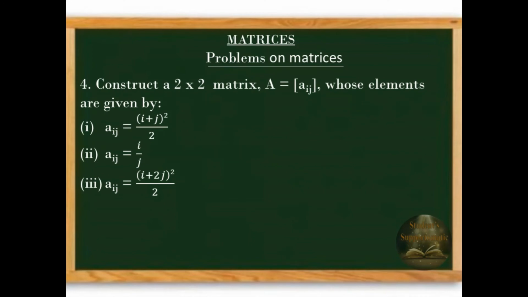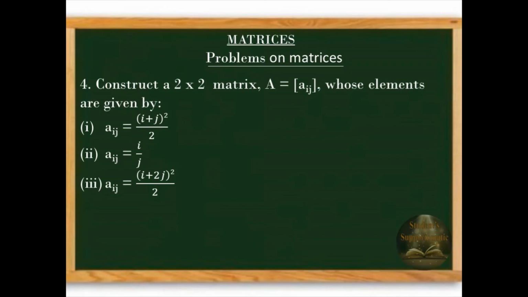Now next problem. Construct a 2 cross 2 matrix A equal to [aij], whose elements are given by: first, aij equals (i plus j) whole square by 2; second, aij equals i by j; and third, aij equals (i plus 2j) whole square by 2. Here we have to write the elements of the matrix and calculate the elements by the given expression.